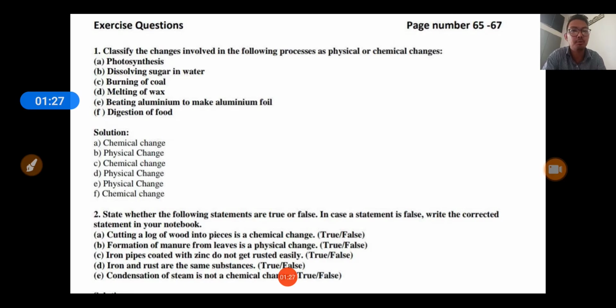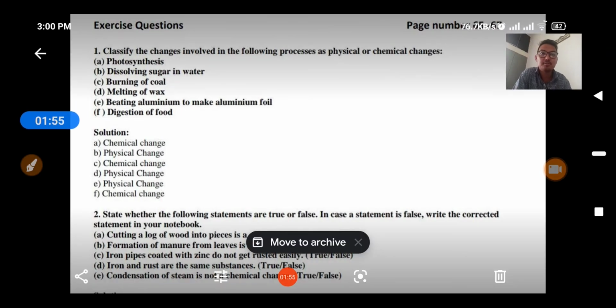Part C, burning of coal. During burning of coal, gases are produced like carbon dioxide, carbon monoxide, and flame is produced, heat energy, light energy is produced, finally it gets converted into ash. So this is an example of chemical change. Besides, burnt coal cannot be changed back into its original state. This process is irreversible. This further confirms that burning of coal is chemical change.